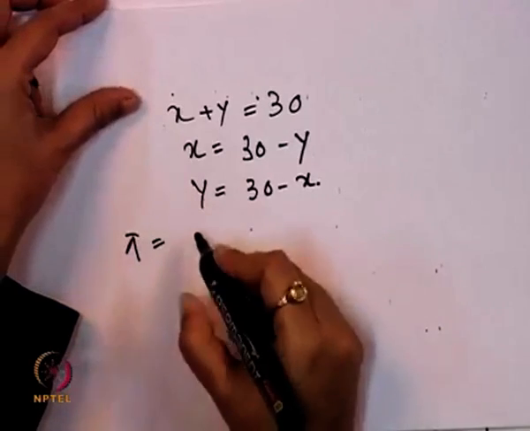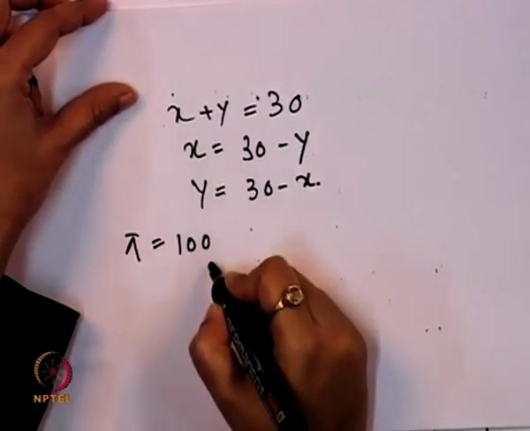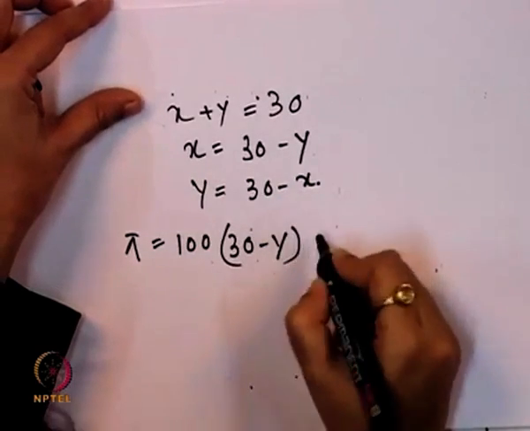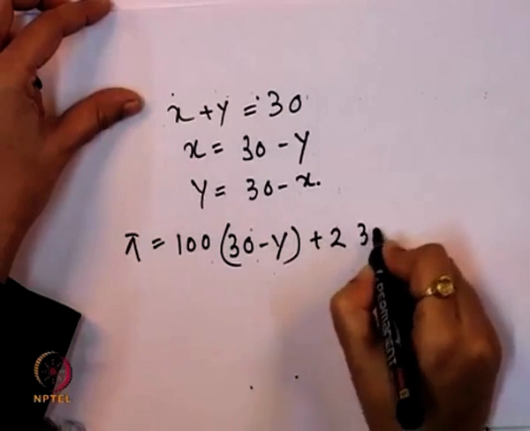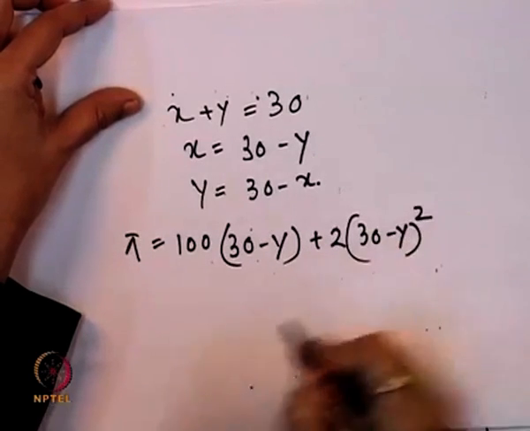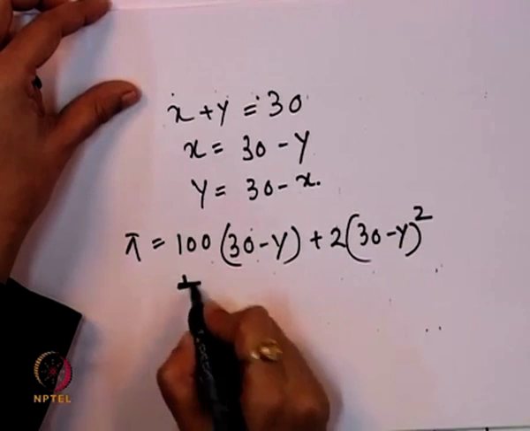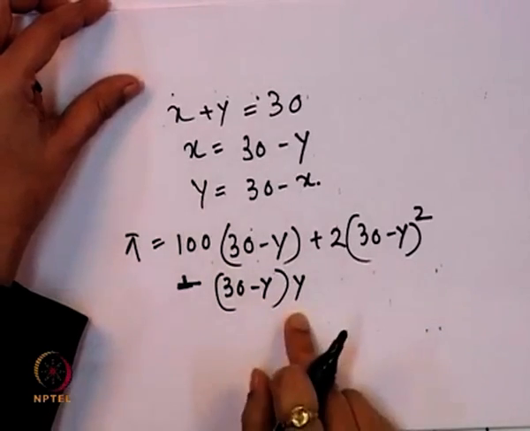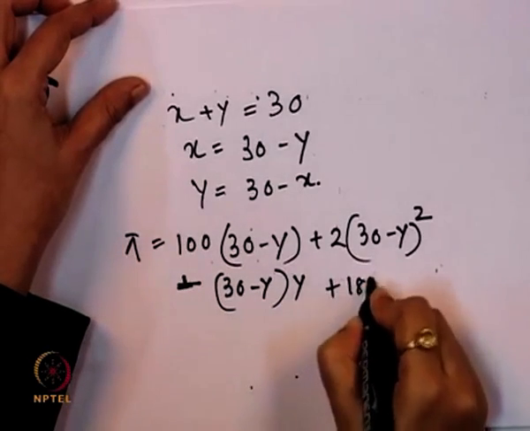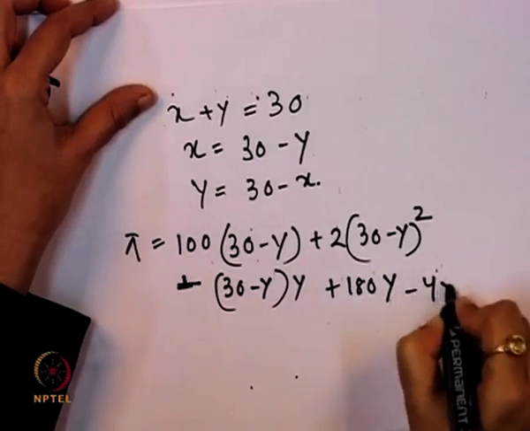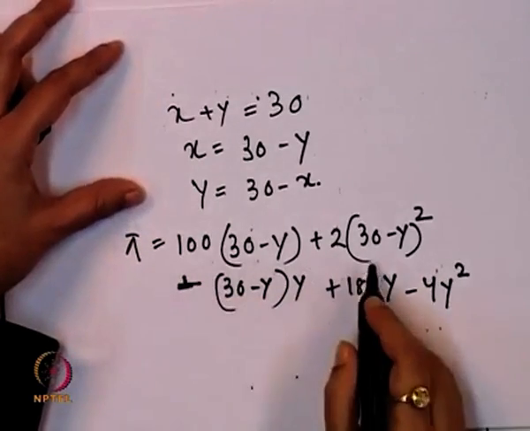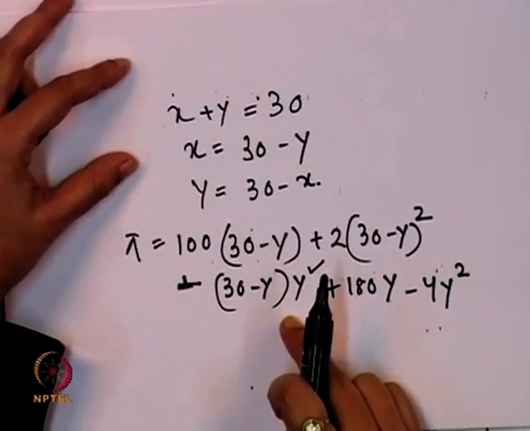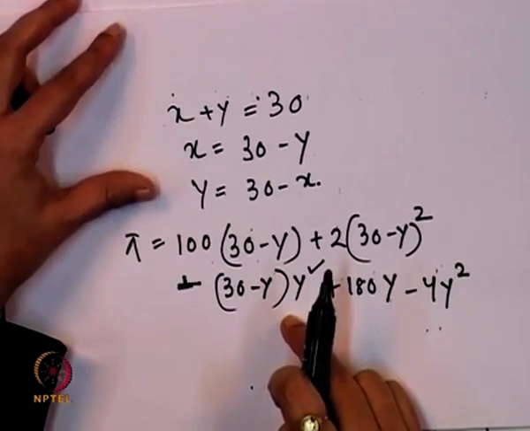Pi is equal to 100. It was 100x, so x we are representing in terms of y, so this is 30 minus y, plus 2 times 30 minus y squared, because it was 2x squared, minus 30 minus y, because it was xy, plus 180y minus 4y squared. So if you look at the profit function now, all the terms are in terms of y, there is no x over here in the profit function.